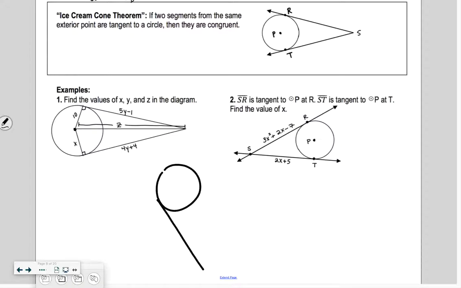So we have a circle, and we have a tangent line here, and we have a tangent line here. Imagine we used our patty paper, and we folded right across here. What do you think is true about these two segments? They're congruent. Those two are going to be the same. So that's the ice cream cone theorem. It says if two segments from the same exterior point, point S, the same point that's outside the circle, connect and they're tangent to the circle, then they have to be congruent.